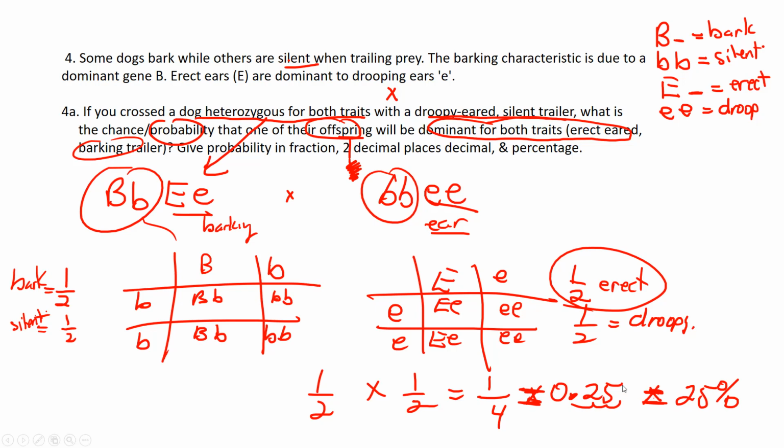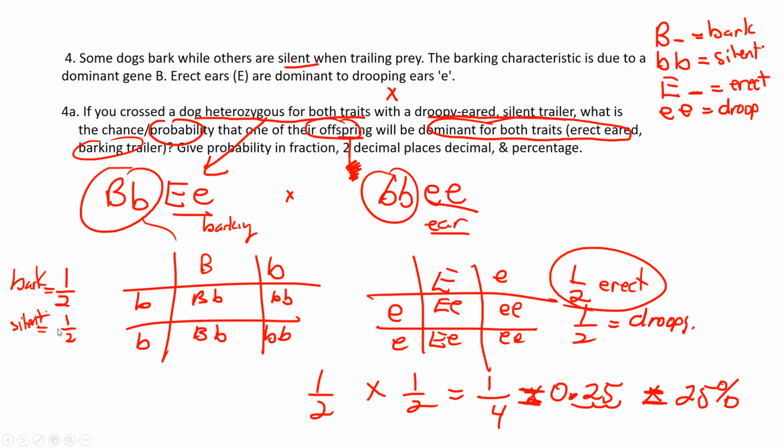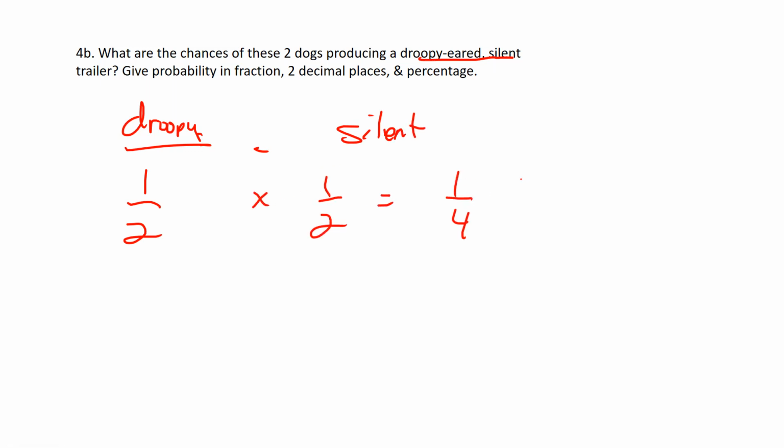Okay, let's take a look at question B now here. B, it says, what are the chances of those two dogs that we just had there, the two dogs in the previous question, producing a droopy silent. Okay, so again, we've already calculated that. You don't have to do it again. So here's a droopy 1/2. Here's a silent 1/2. Let's just put that over in here. So droopy was 1/2. Silent is 1/2. And you're going to see it's exactly the same thing, right? So 0.25 or 25% chance.